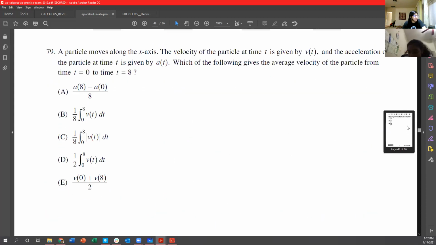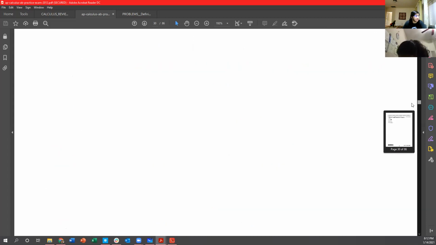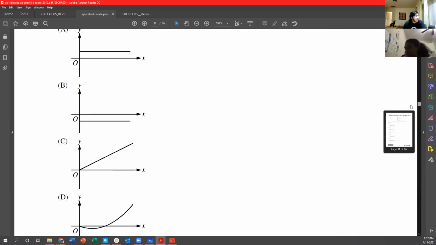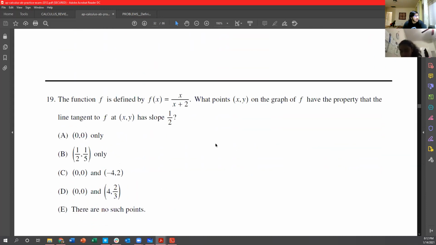Let's go back to the non-calculator problems real quick. Unless you have to go. Don't feel pressure to stay if you have to go. How many are left in the non-calculator? Let's see. We stopped here. We stopped at 18. Yeah.